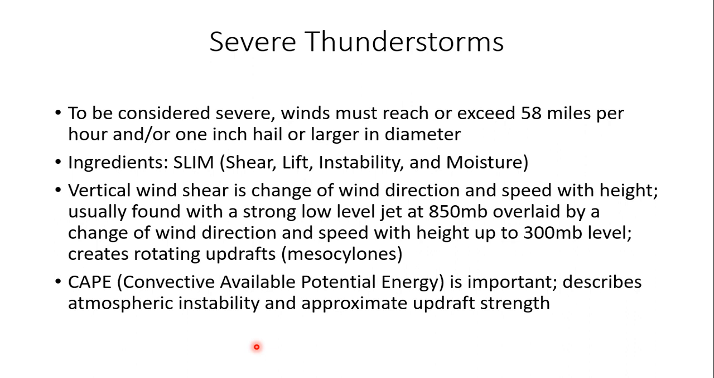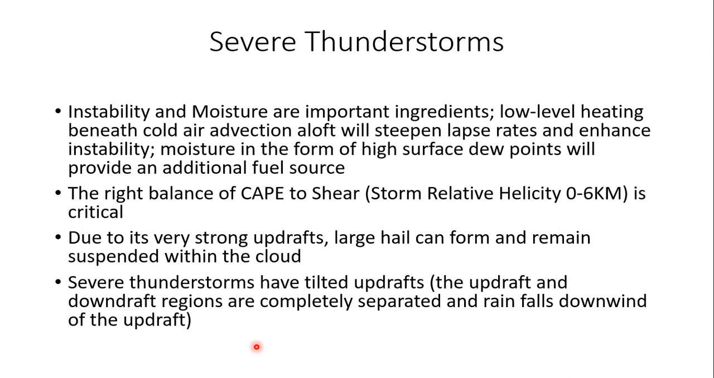And then CAPE. That's a very important factor when we want to look to see if we're going to get severe thunderstorms. That has to do more with the lifting aspect. How much available potential energy is there in the atmosphere on a particular day? This describes atmospheric instability, and CAPE will also approximate your updraft strength of a particular thunderstorm. Instability and moisture, also very important ingredients to get severe thunderstorms.